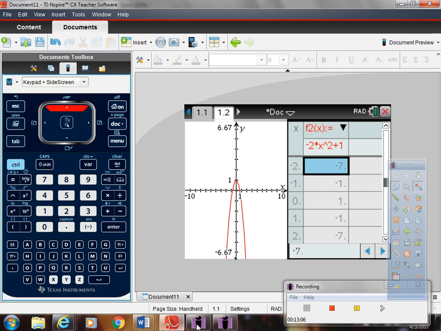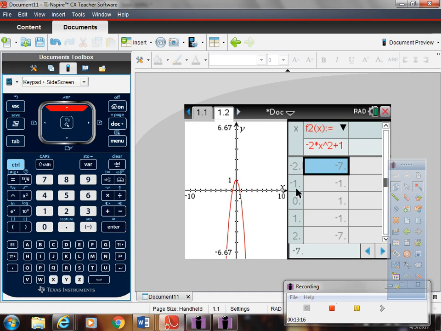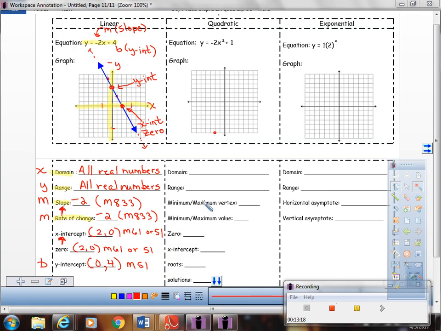Negative 2, negative 7. So that one would go here. And then the next one is negative 1, negative 1. I'm just plotting those points right there. 0, 1 is the next one. And then 1, negative 1. And then there's a 2, negative 7. And then just draw your quadratic.